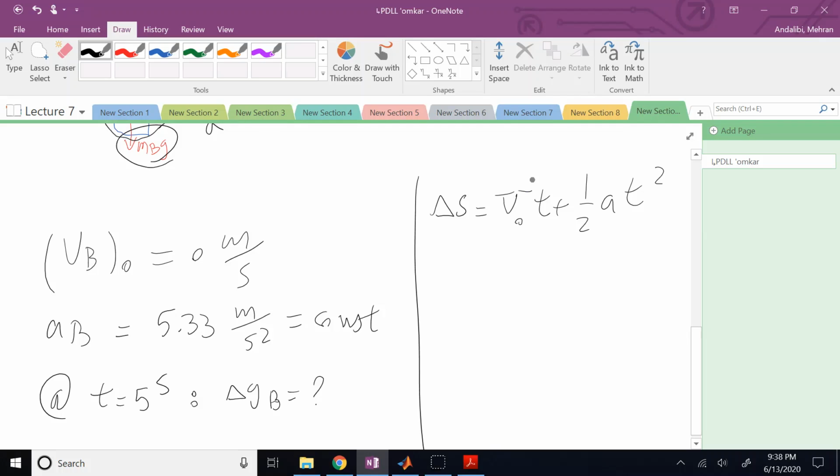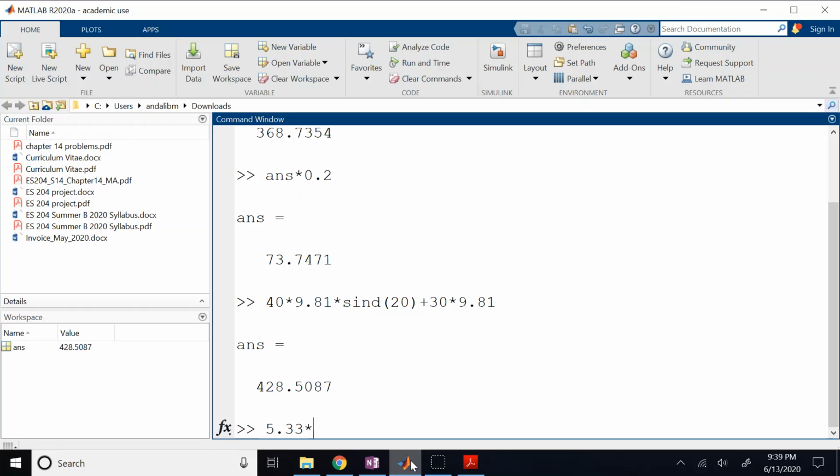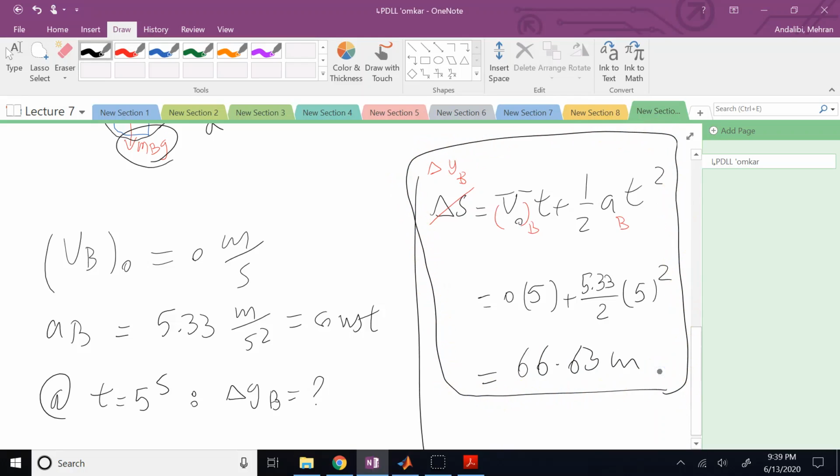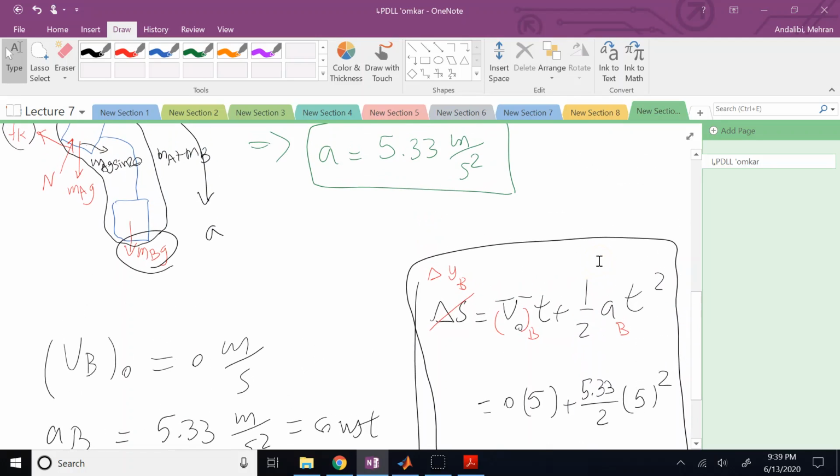That's all I need. In here, since this object is going down, this delta S is going to be the same as what? Delta Y of B, and this is going to be V naught of B, and this is going to be A of B. So you just plug in the numbers. This is 0, this is 5, this is 5.33 over 2 times 5 squared, and you are going to get... I don't see it here, let me get it. So 5.33 times 12.5, 66.63. This is how far object B would go down after 5 seconds. Okay, so the problem is solved.